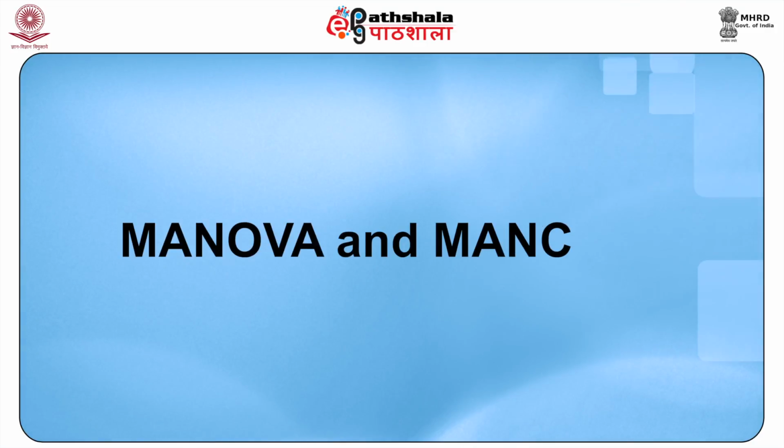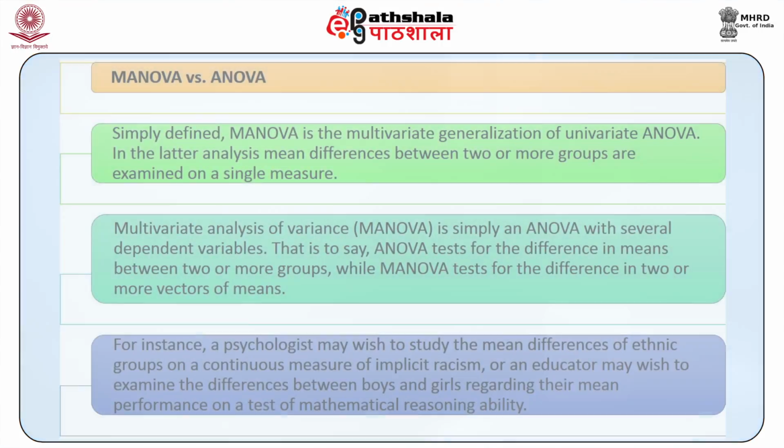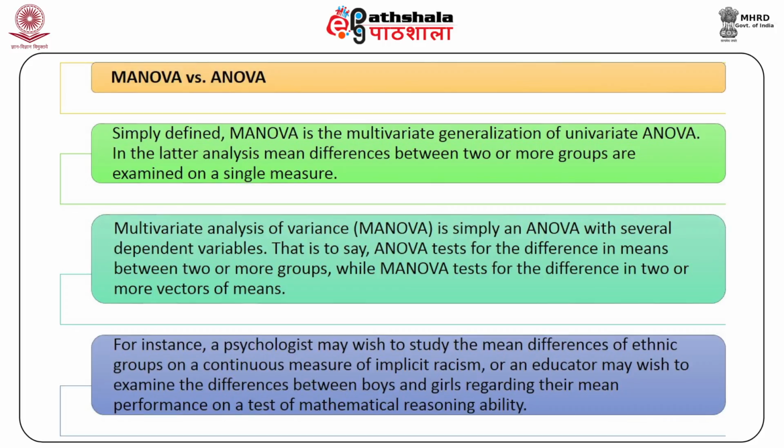Let us understand MANOVA first. MANOVA versus ANOVA. Simply defined, MANOVA is the multivariate generalization of univariate ANOVA. In the latter analysis, mean differences between two or more groups are examined on a single measure. Multivariate analysis of variance, or MANOVA, is simply an ANOVA with several dependent variables. That is to say, ANOVA tests for the differences in means between two or more groups, while MANOVA tests for the differences in two or more vectors of means.